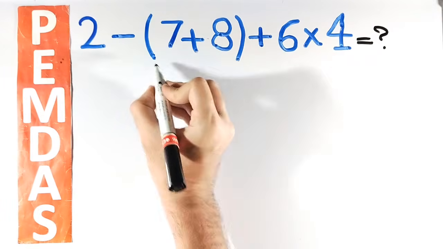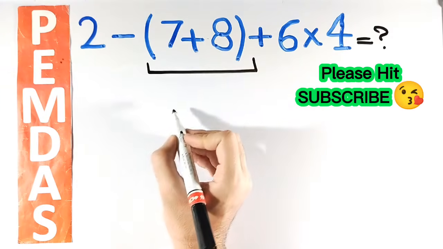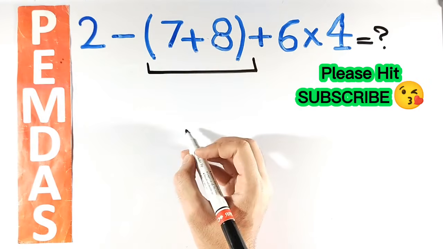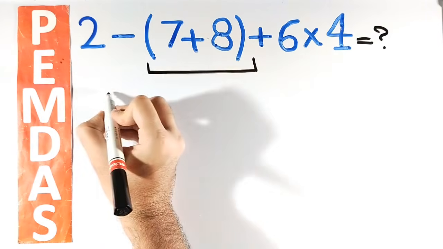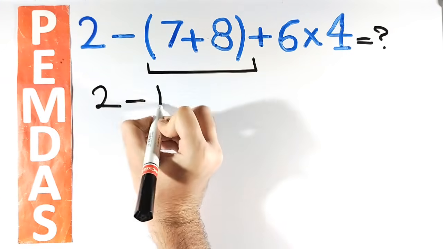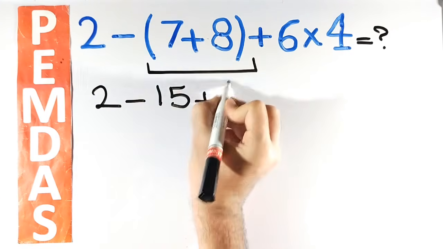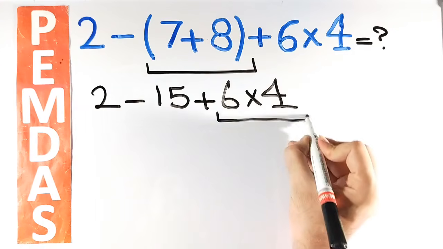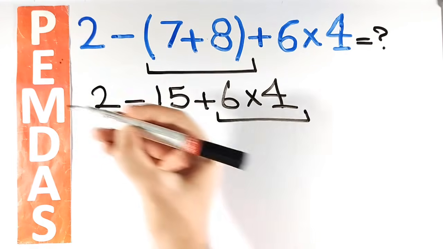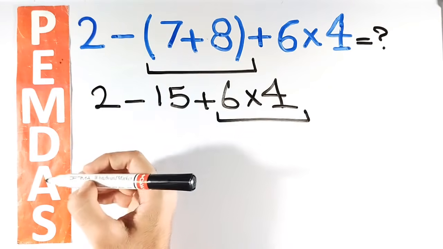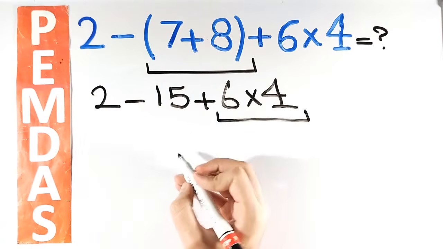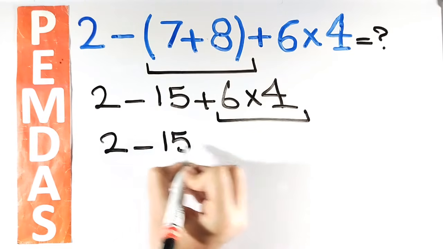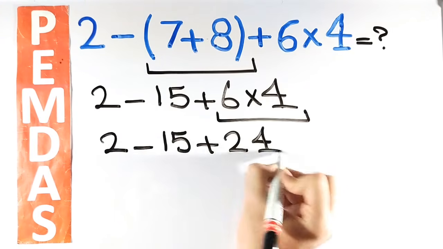According to the PEMDAS rule, first you go for the expression inside the parentheses, because parentheses have the highest priority than the other operation. So, instead of this expression, we can write 2 minus 15 plus 6 multiplied by 4. And the next step, we go for the multiplication between 6 and 4 because multiplication has a higher priority than addition or subtraction. So, we rewrite this equation as 2 minus 15 plus 24.